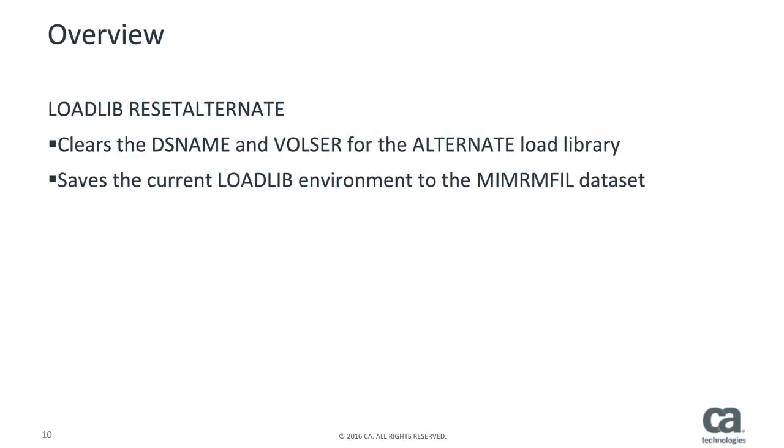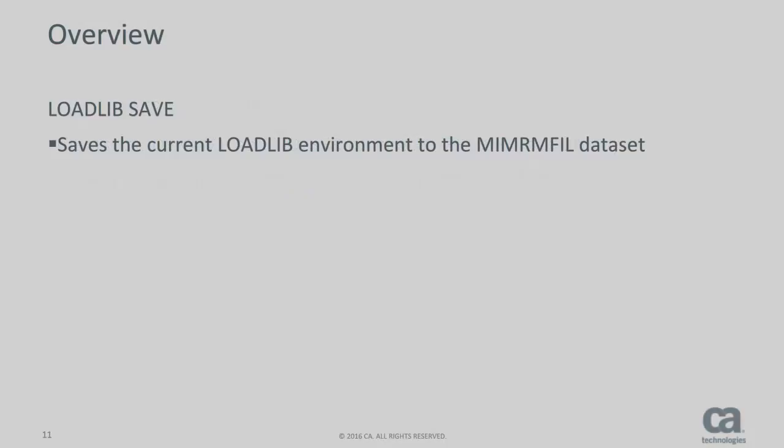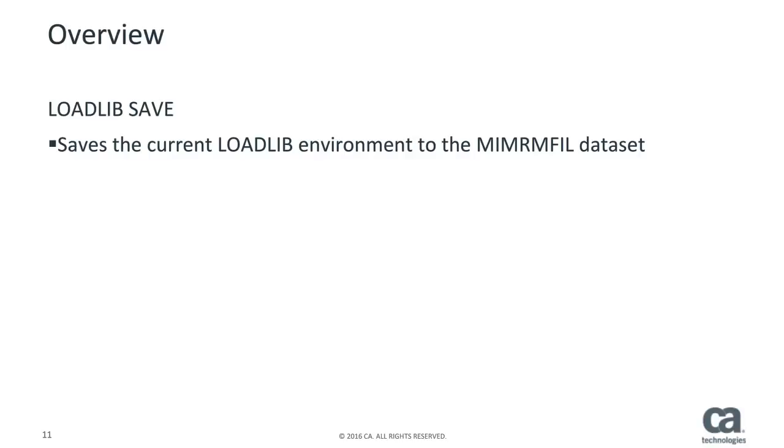The new load-lib reset alternate command will clear the DSNAME and VOLSER of the alternate load library. Then it will save the current load library environment to the MIM RM FIL dataset. The load-lib save command saves the current load-lib environment to the MIM RM FIL dataset.